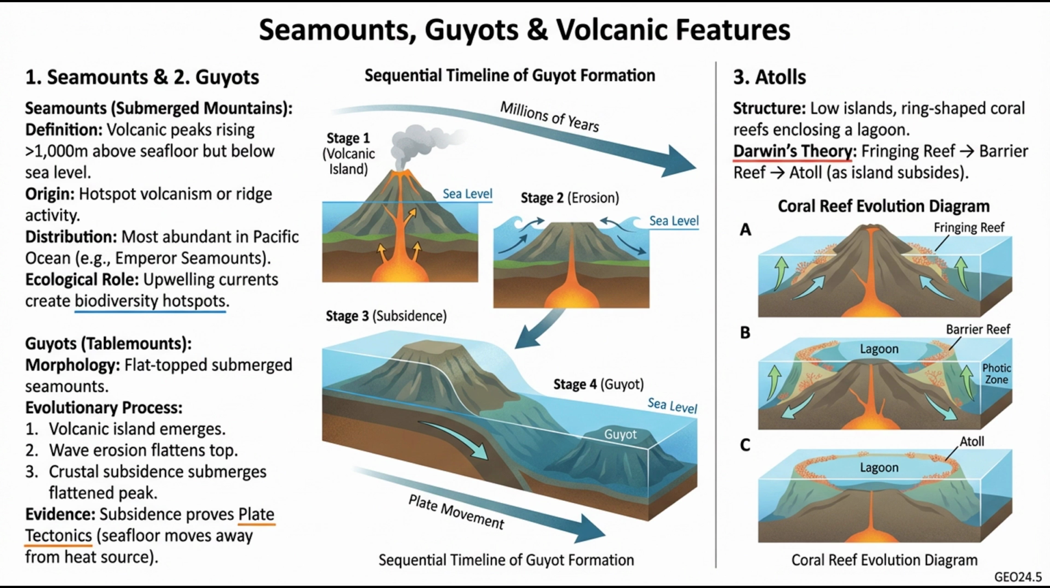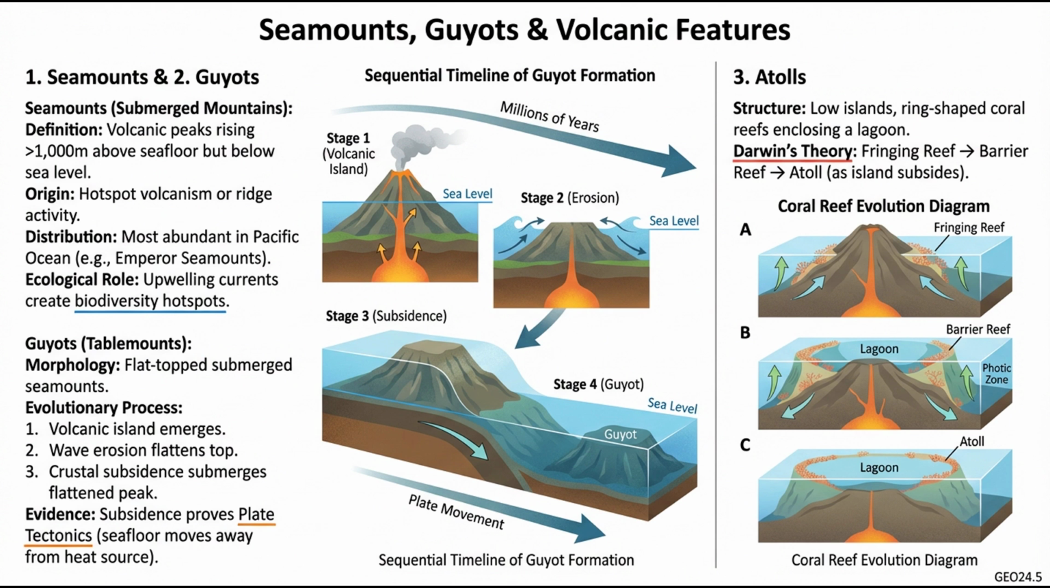As the island slowly subsides, sinks due to plate cooling, the corals grow upwards to stay in the sunlight, or photic zone. A lagoon forms between the sinking island and the reef. Now it's a barrier reef. Finally, the island completely sinks below water, leaving only a ring of coral on the surface. That ring is the atoll. So an atoll is basically a grave marker for a sunken volcano.